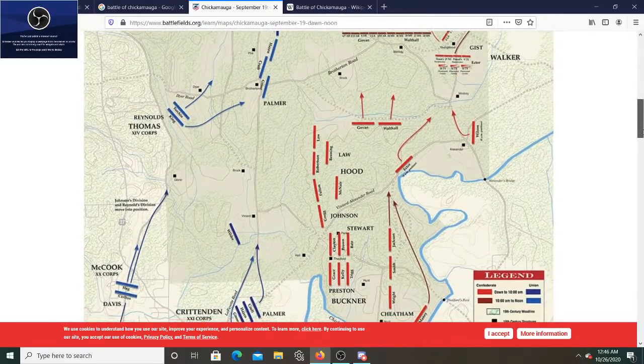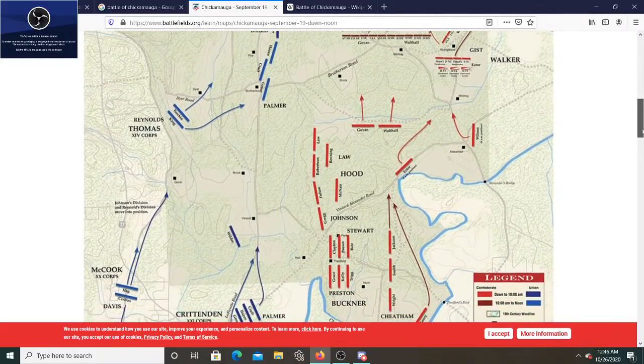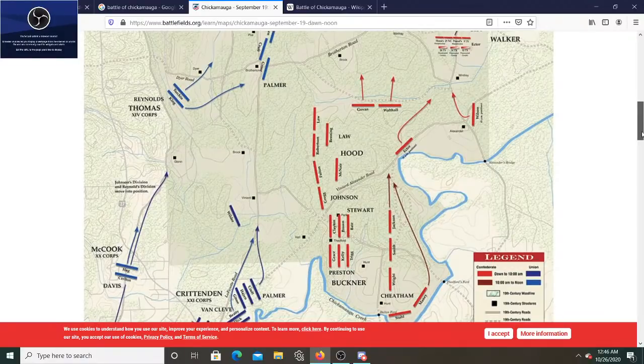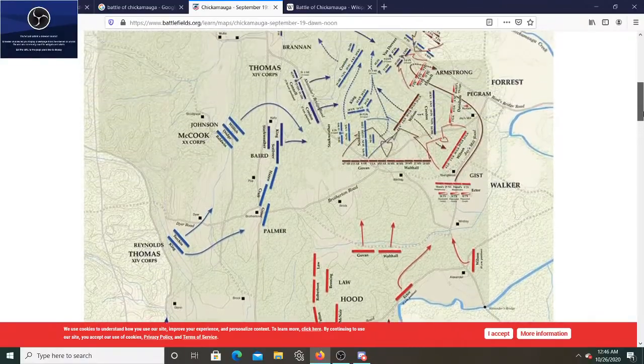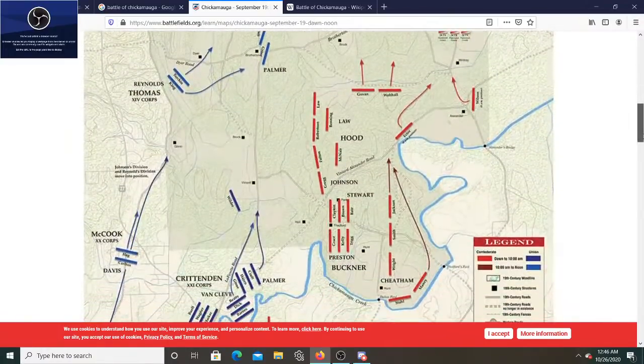So was Hood under Longstreet in this battle? He was, but he'd been wounded by that time. Okay, because I see Hood listed on the battlefield, but I don't see Longstreet listed. No, he was wounded during the attack into the hole, if you will.